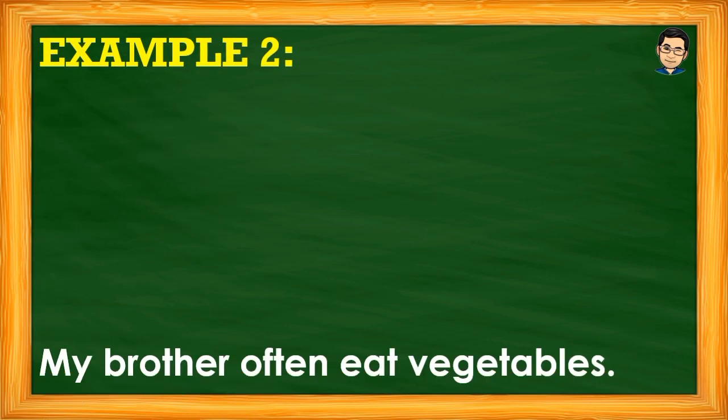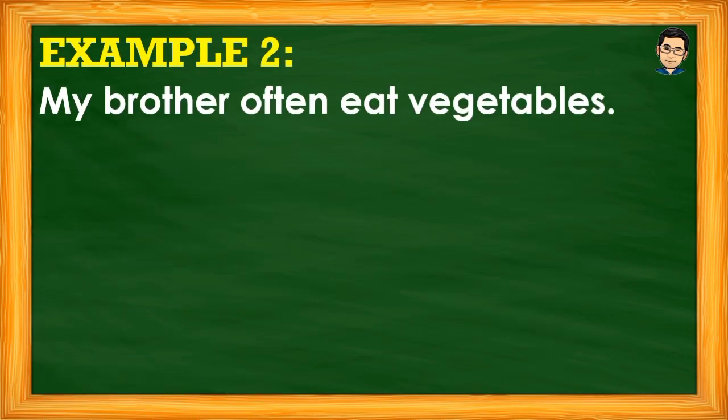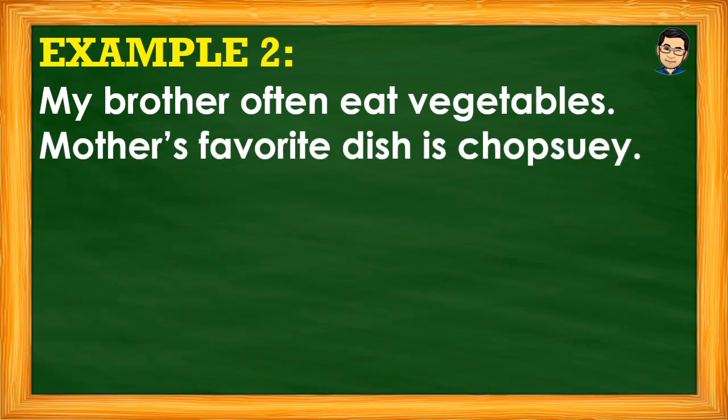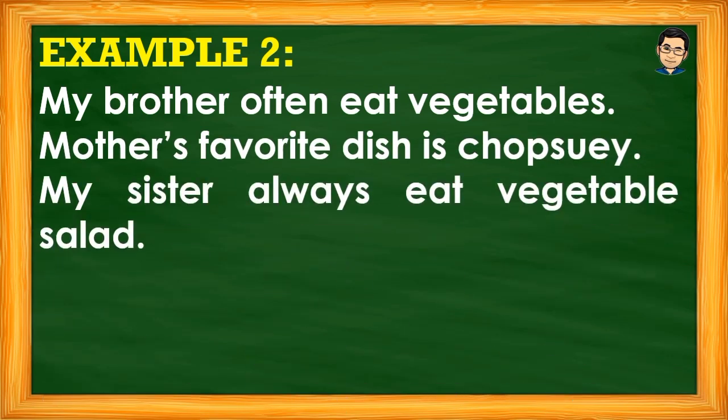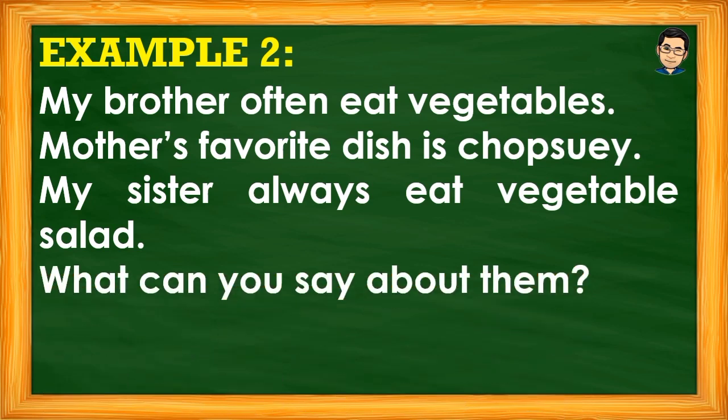So next example, my brother often eat vegetables. Mother's favorite dish is chop suey. My sister always eat vegetable salad. What can you say about them? Okay, as you can see, ayan. Often eats vegetable, gulay. Chop suey, dish po yan na, of course, yung main ingredient, puro mga vegetables. Same with vegetable salad. Okay, what can you say about them?